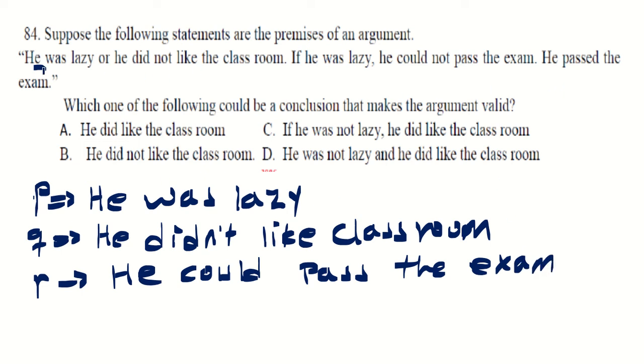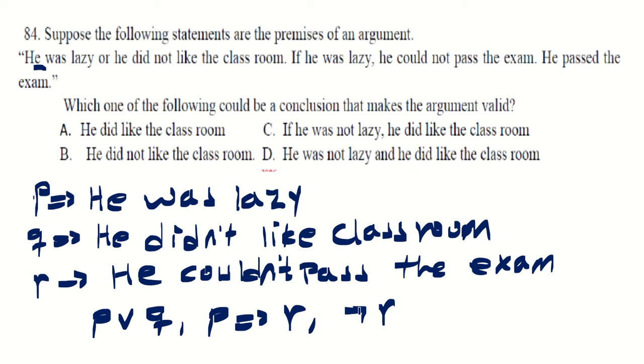Now let's connect it. He was lazy or he didn't like the classroom. That means he was lazy, P, or he did not like the classroom, Q. This is one of the premises. If he was lazy, that means P implies he couldn't pass the exam. He could pass is R, so he couldn't pass is the negation of R. P implies negation R. He passed the exam means R is also another premise.